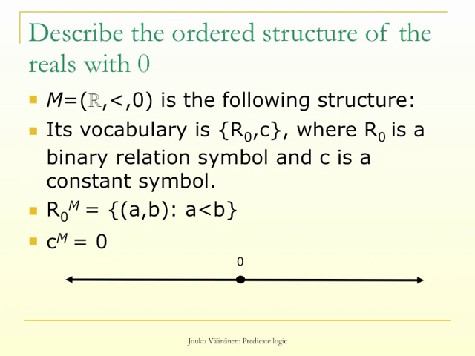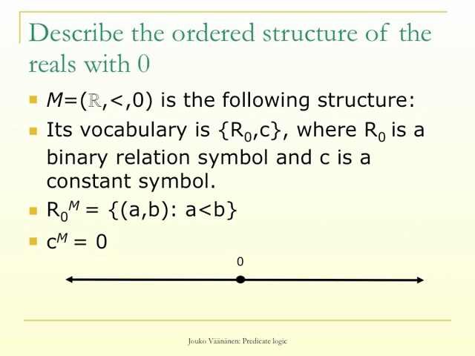Next problem. Describe the ordered structure of the reals with 0. So we should consider the structure M, which has as its universe the set of real numbers R. It has the canonical natural order less than of the real numbers, and it has a constant 0. We can think of the vocabulary as consisting of R0 and C, where R0 is a binary relation symbol for the order and C is a constant symbol for 0.